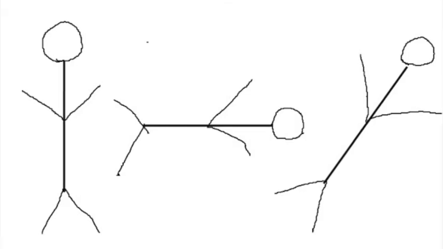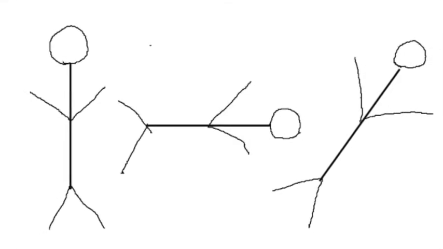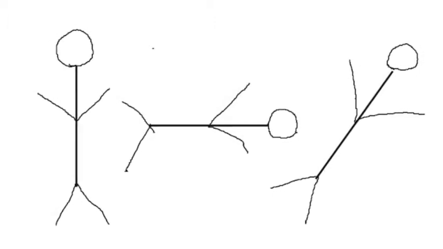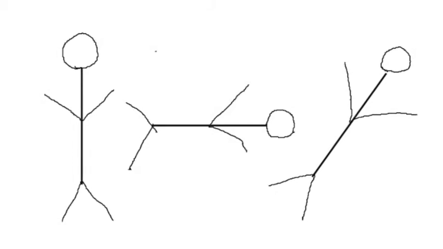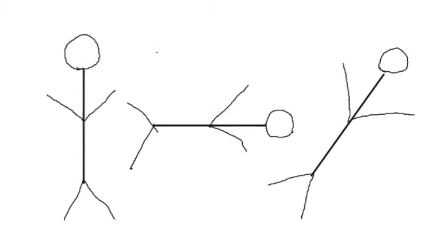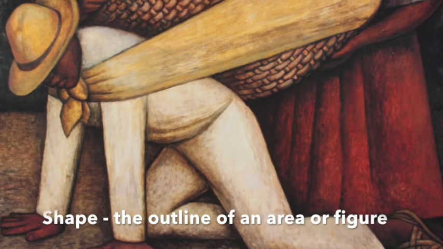The direction of the lines gives each figure a different feeling. The vertical one looks strong, stable, or alert. The horizontal one gives a feeling of being restful or quiet, while the diagonal one gives a feeling of action or impending action or imbalance. It's the uh-oh line.